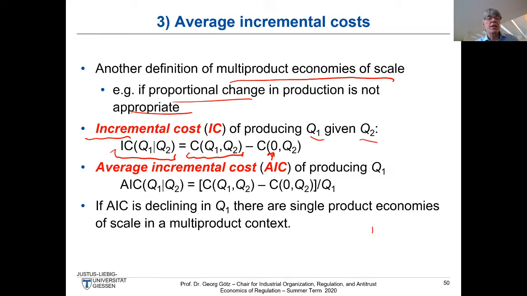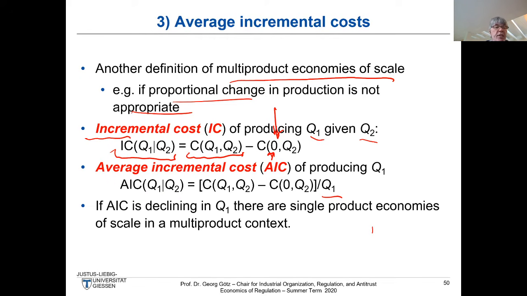So this is the incremental cost. What are the additional costs if you, first of all, produce nothing of a certain product and then a certain amount? And of course here, if you produce nothing, that's the 0 here. If you produce nothing, of course you don't have any product development cost. That's the assumption here. Okay, and average incremental cost would then be just the whole thing divided by the respective output Q1. Okay, for our Touaregs.